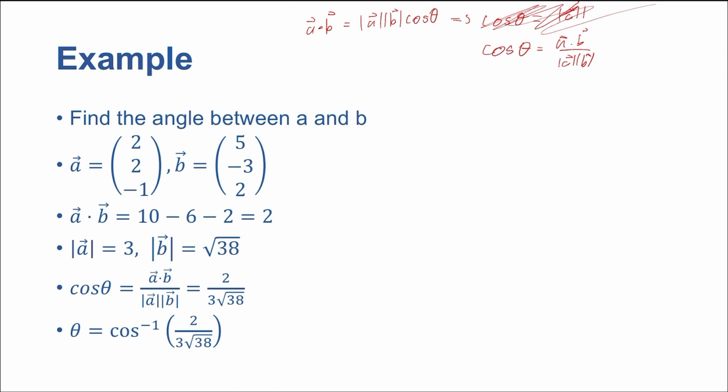The next video, we'll be talking about the cross product, also known as the vector product, and we will be discussing that. Just a note, we sometimes call the dot product the scalar product because it produces a scalar, and then we call the cross product the vector product since it produces a vector.